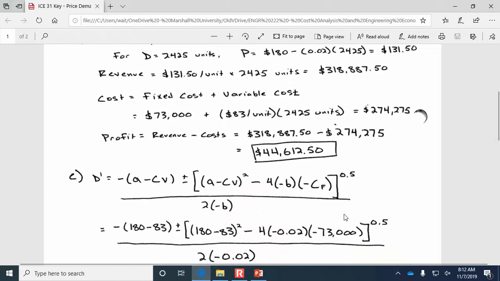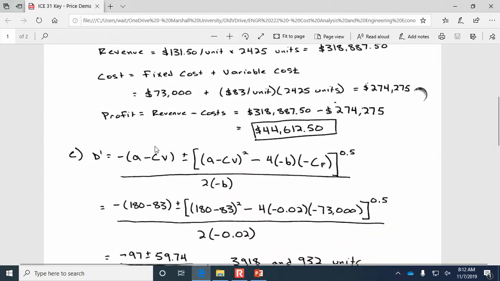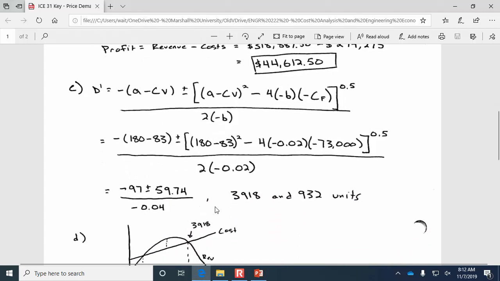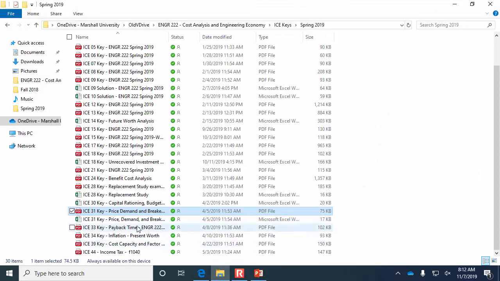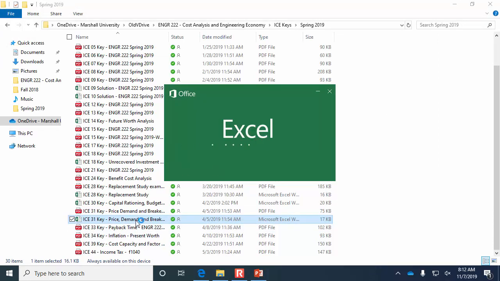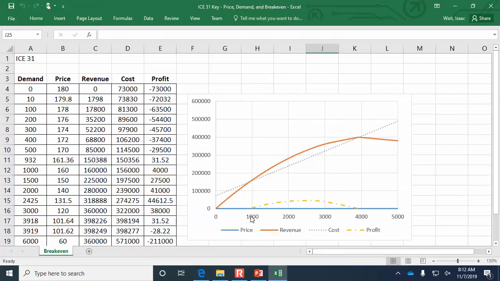And then the range of profitable demand was just a matter of putting those numbers into the equation and not making mistakes. Now let me show you how we can graph this. I prepared an Excel spreadsheet that illustrates graphically what we've got. So if you put in a bunch of different demands, you can put in a column that has the price equation.